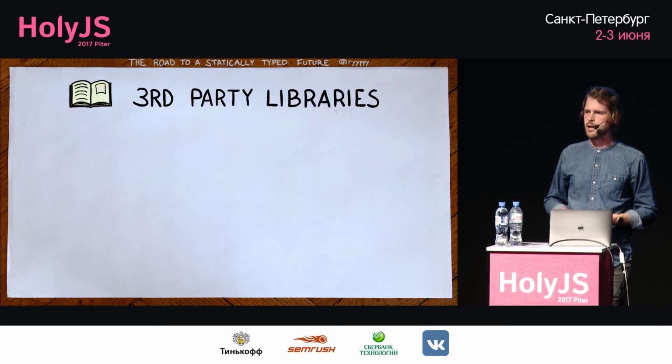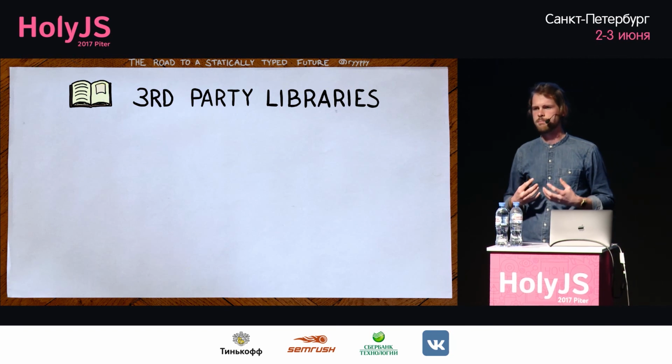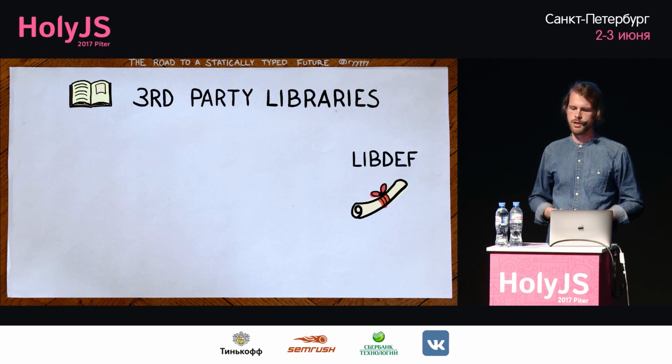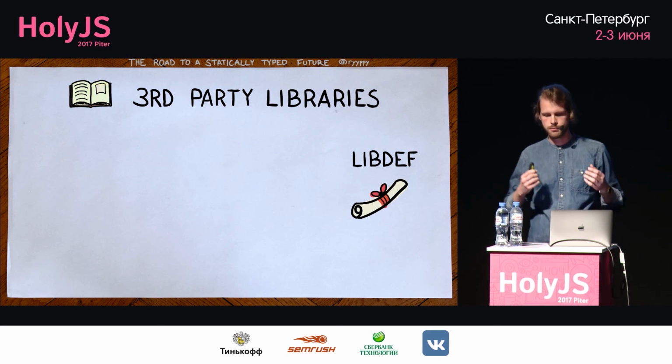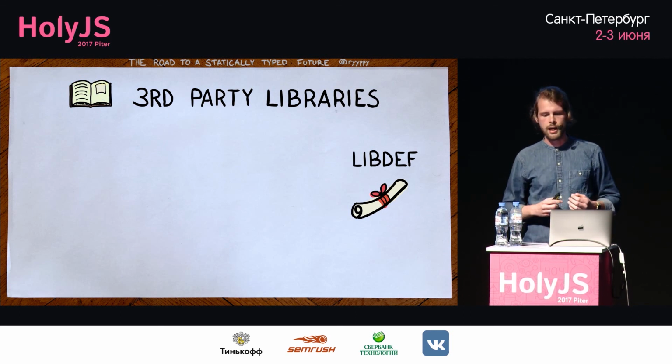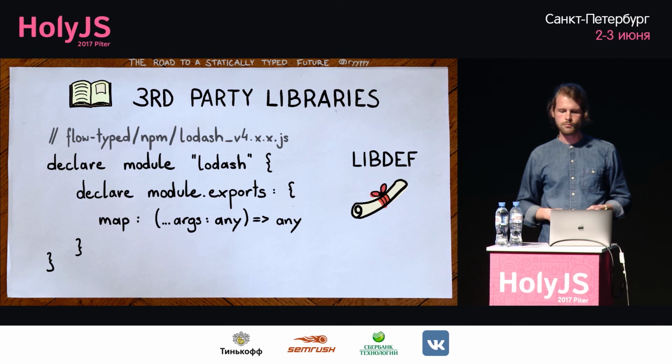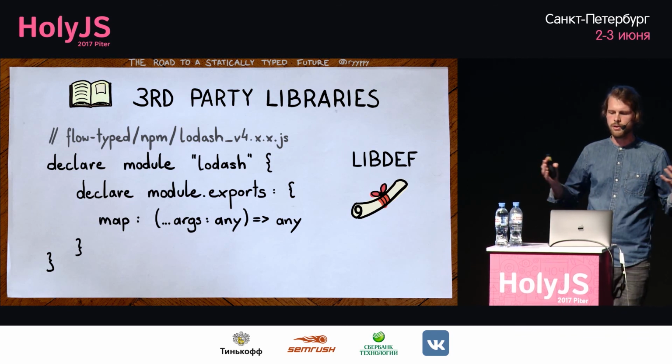So what about third-party libraries? This is like my biggest pain right now because I've always been contributing to this ecosystem and it's just very hard to do it right. So what we have in Flow is these things called library definitions. And library definitions are kind of the contract for how you communicate with your Node module. And they use a very specific syntax.